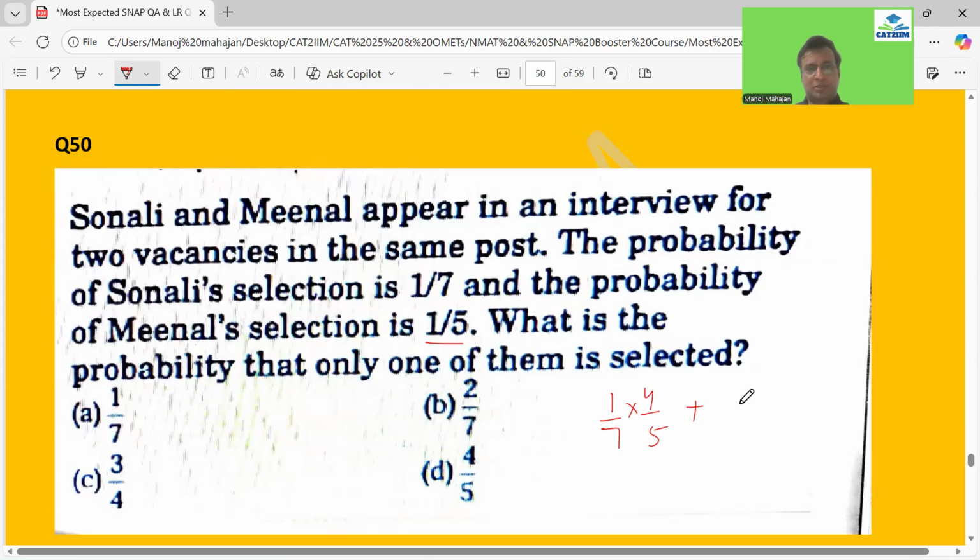Then you have to look at Meenal. So Sonali not getting selected is 1 minus 1 by 7, that is 6 by 7. And this would be 1 by 5. So this gives me 35. This is 10. Ultimately, on simplifying, I do get this. So don't leave such a question. It's an easy one, right?